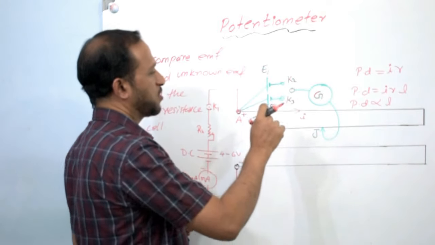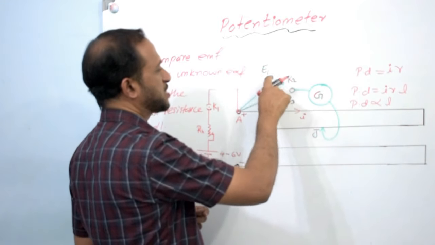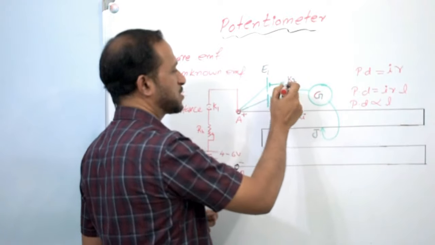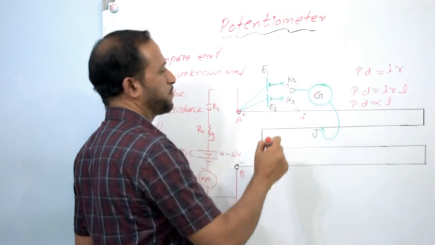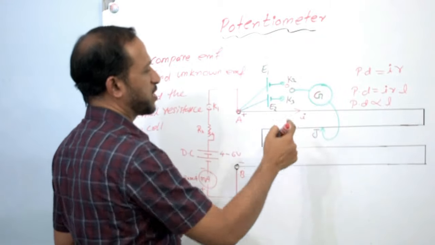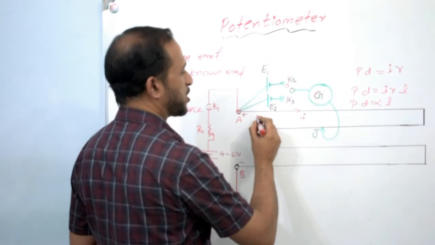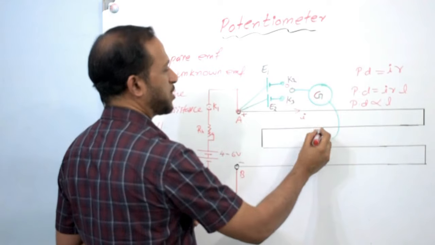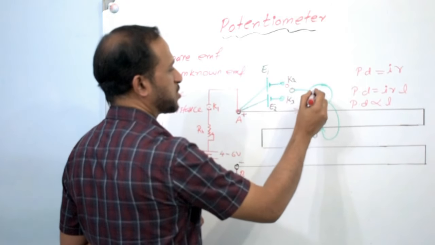First of all, we can introduce the dry cell, that is with K2. Plug the key K2 here, so that E1 will be included. E1 is the dry cell, it is included in the circuit. Move the jockey on either side, and at one point you can see the galvanometer will show zero deflection.